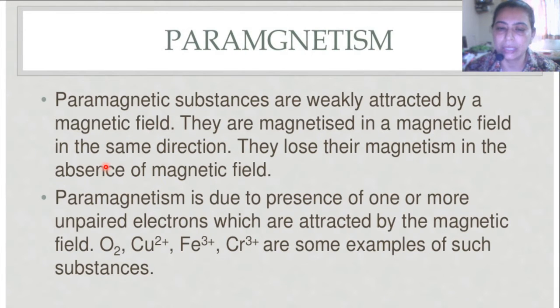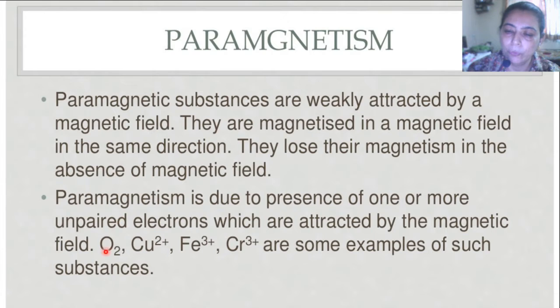Paramagnetism is due to the presence of one or more unpaired electrons which are attracted by the magnetic field, like O2, Cu²⁺, Fe³⁺ and Cr³⁺, which are some examples of such substances. One thing we have to keep in mind is that, due to the presence of one or more unpaired electrons, the substance should have at least one unpaired electron. So Cu²⁺, Fe³⁺ and Cr³⁺, all these ions show paramagnetism.